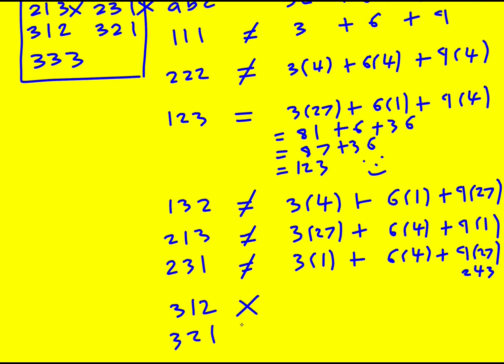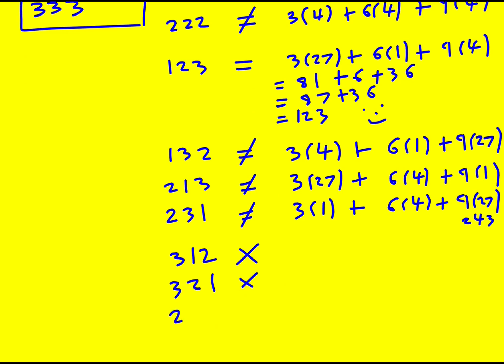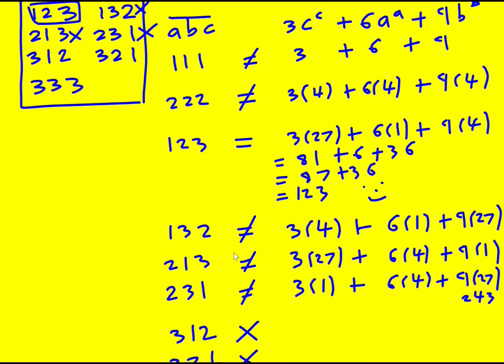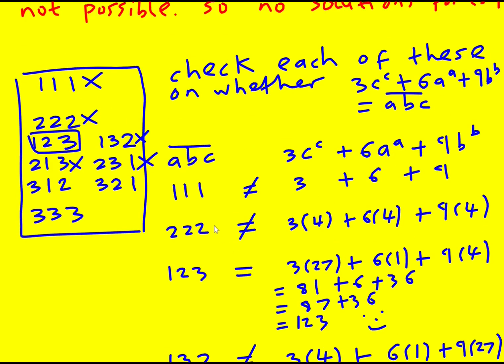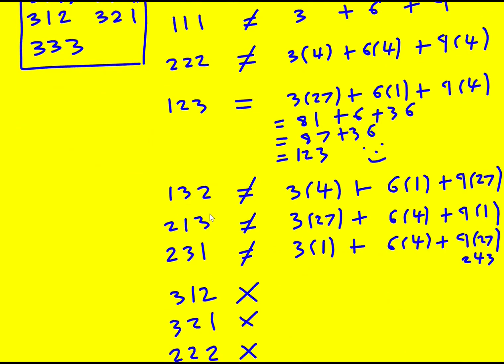You can sort of see at this point, yeah, they're going to fail. 222 also doesn't work. You can check that if you want, and 333 doesn't either. So I think I'm good with this. Do be thorough during it because you never know. But actually, 123 is the only answer.